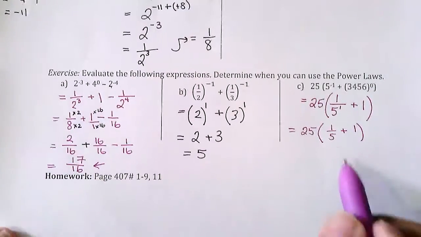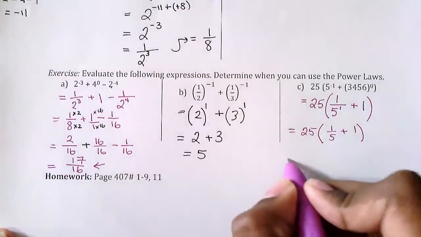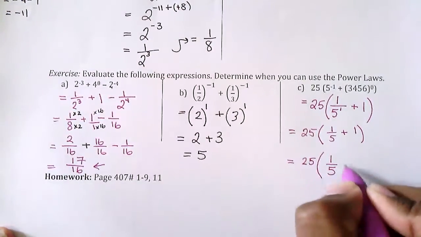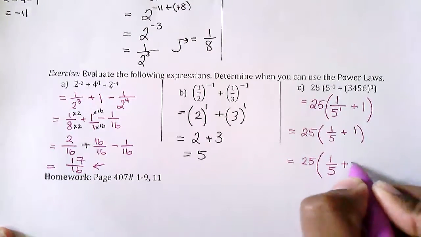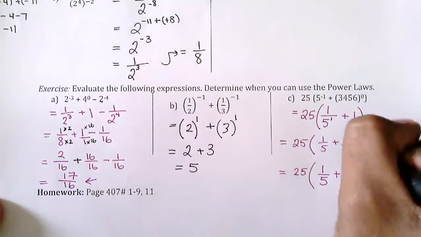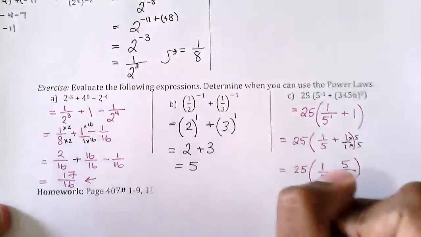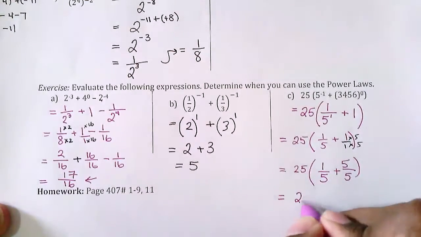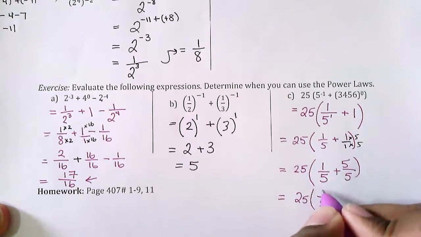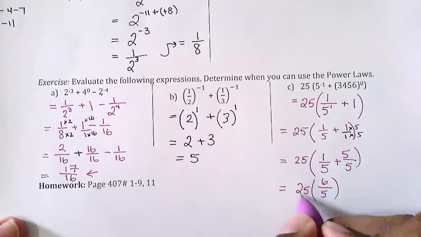Here I see an addition of fractions. So I can start with that. When I want to add fractions, again, I need a common denominator. The common denominator here is 5. So to get to that, I'm going to multiply both the top and bottom by 5. This simplifies to 6 over 5. Again, when I'm adding fractions, keep the denominator and add the top. So 25 times 6 over 5.